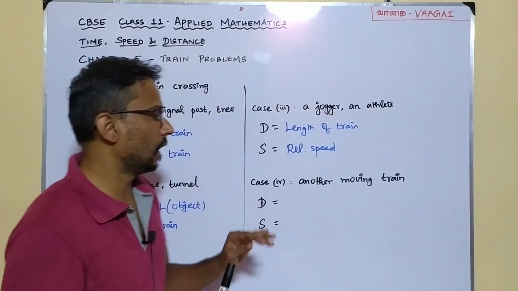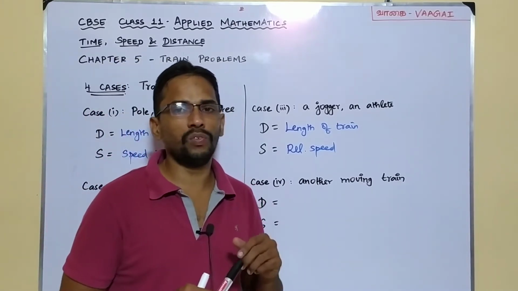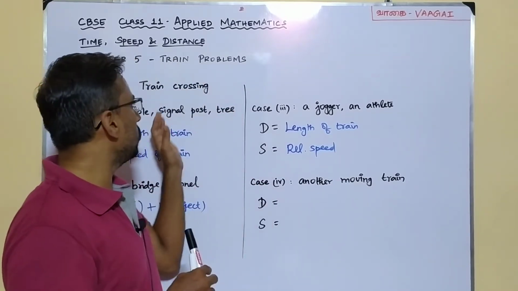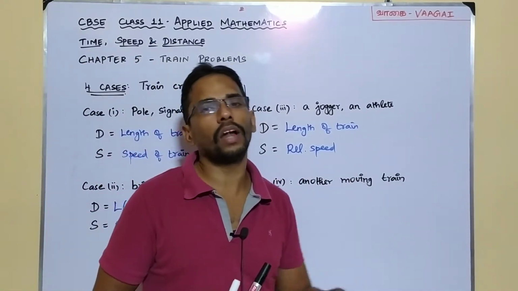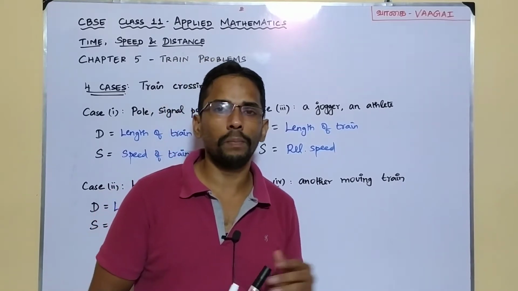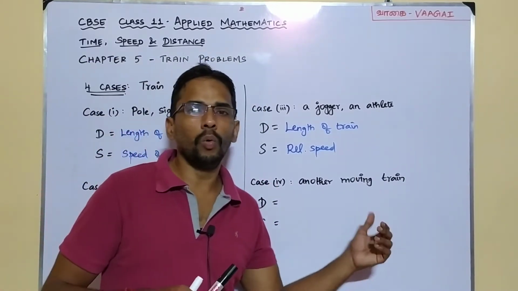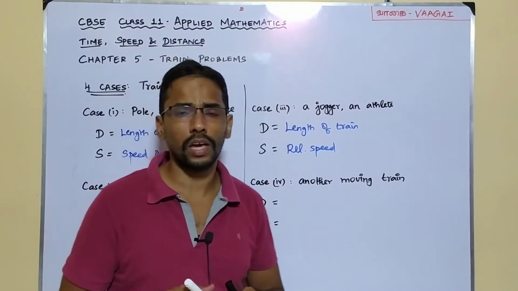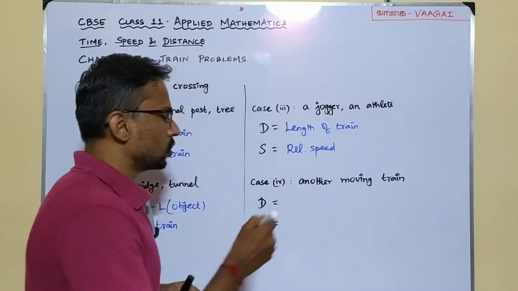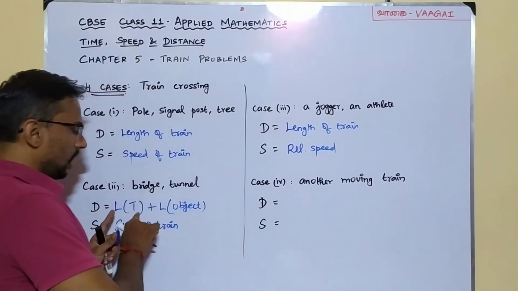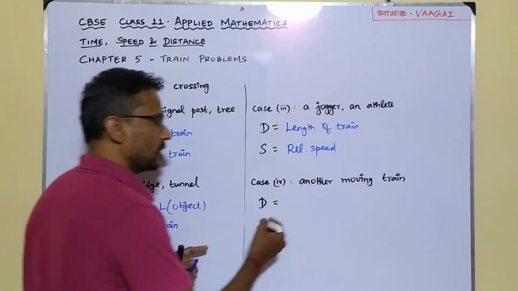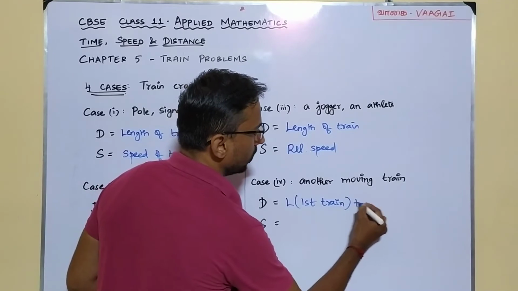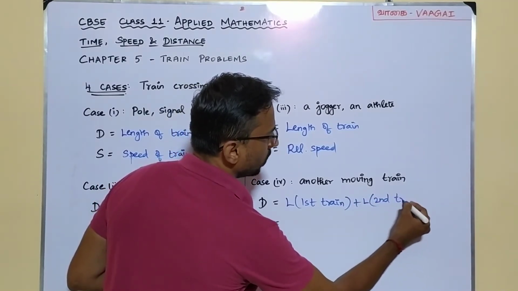That's it, okay? And last one, case 4 we have. So case 4 is almost same like what we have in case 2. So case 4 we have train crossing another moving train or another running train. So here what happens, this is almost like case 2. So another moving train, a train is going to cross another train. So in that case, both of them are going to have lengths. So distance will be nothing but length of train plus length of object. So same way here, length of our first train plus length of the second train. That's it, okay? So we can take like this.